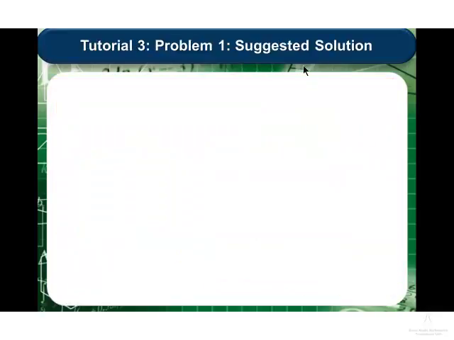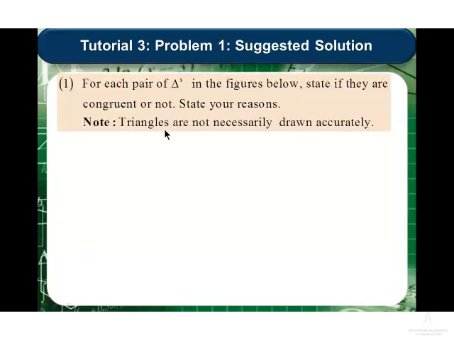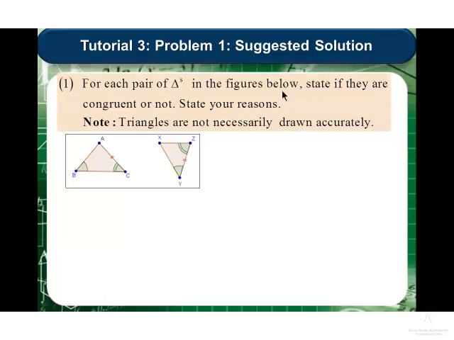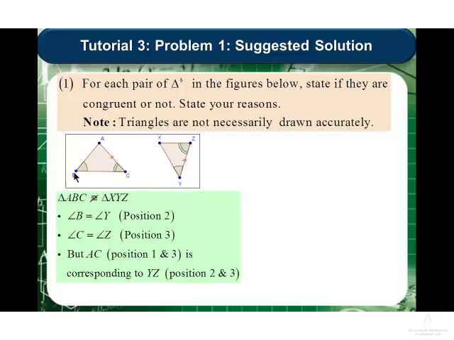Let us have a look at the suggested solution for problem 1 of tutorial 3. In this case, we had to, for each given pair of triangles, state whether they are congruent or not, and we had to give some reasons. Now, in the case of triangles ABC and XYZ given, we have, for example, that angle B is the same as angle Y, as indicated. Also, angle C is the same as angle Z, as indicated.